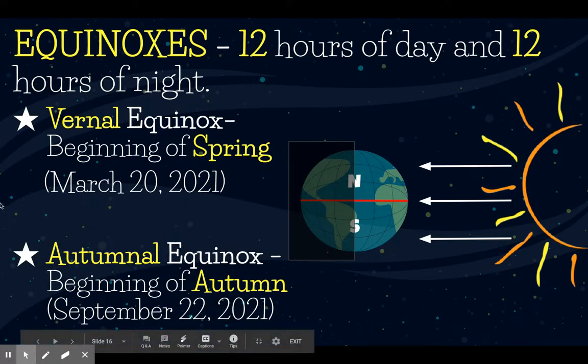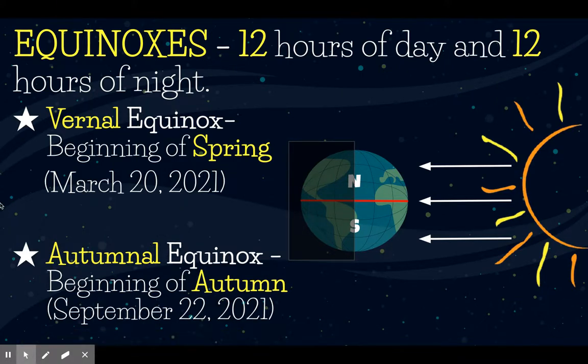The autumnal equinox is the beginning of autumn, and that will occur on September 22nd in 2021.